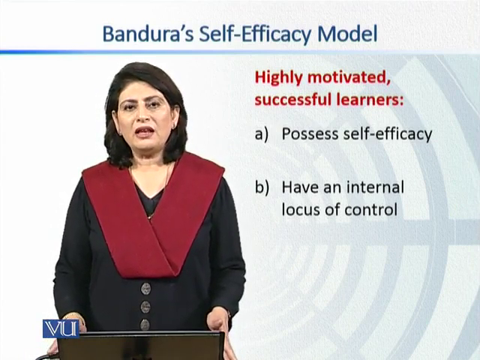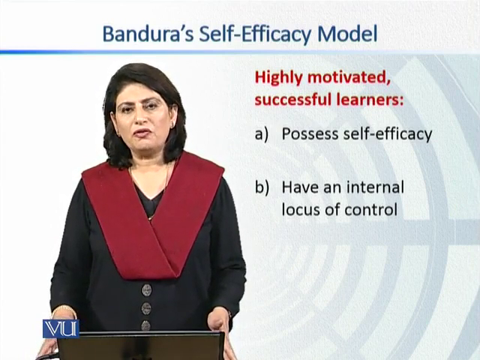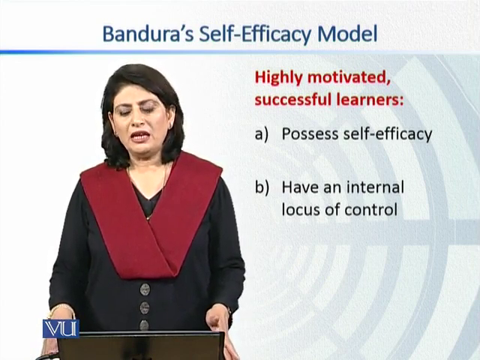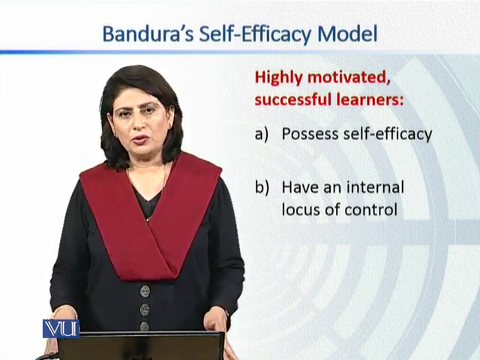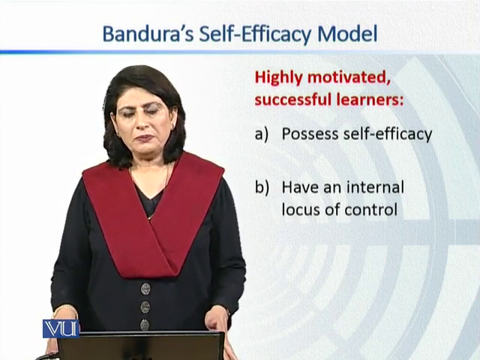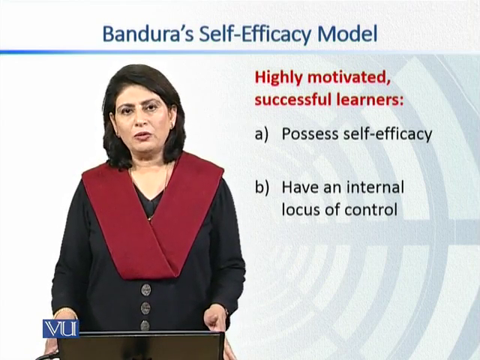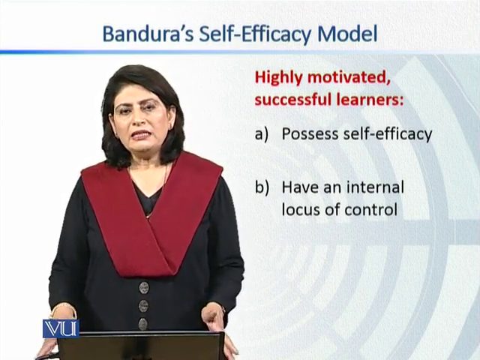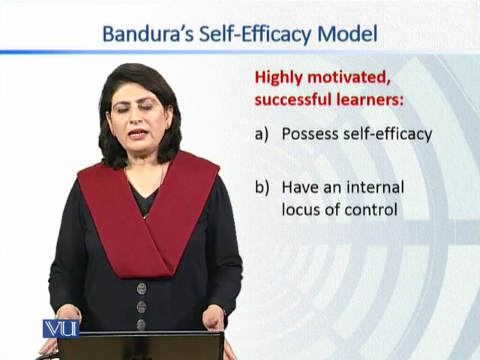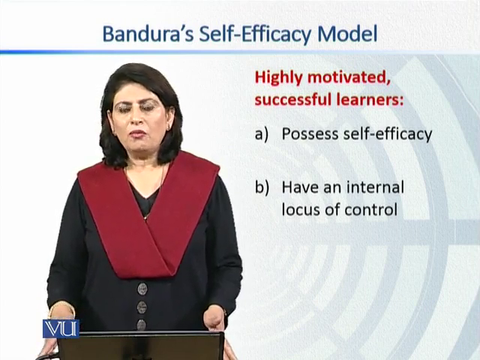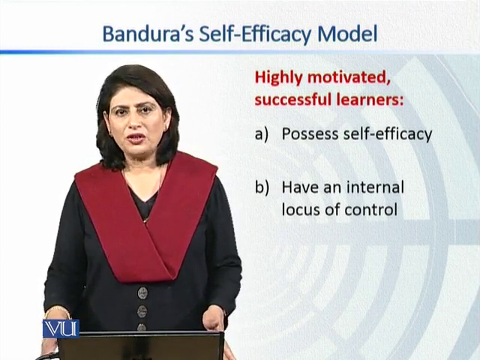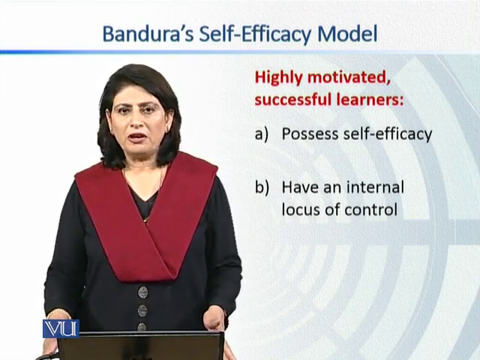They have this internal locus of control. Now, what do we mean by having an internal locus of control? This would mean, and this relates somehow to the attribution theory that we talked about, they believe that they can control what is going on. They can change the course of action. They can affect the results.